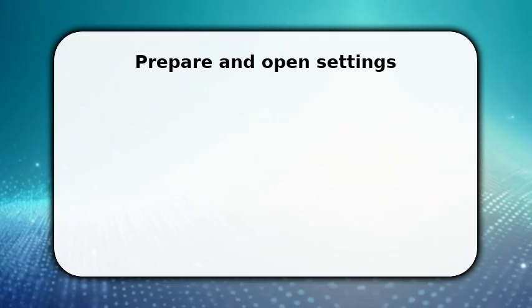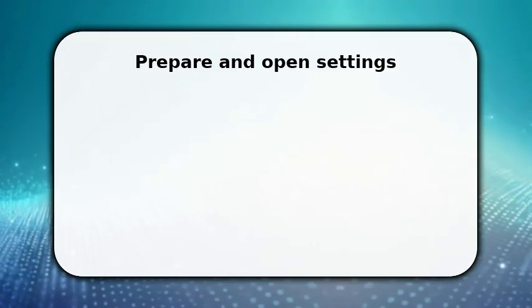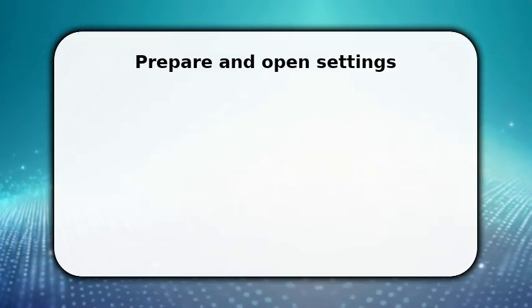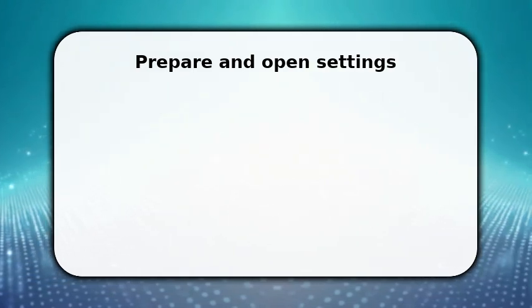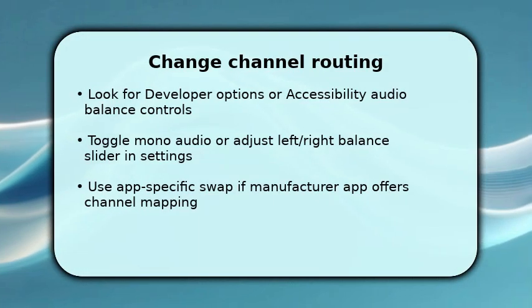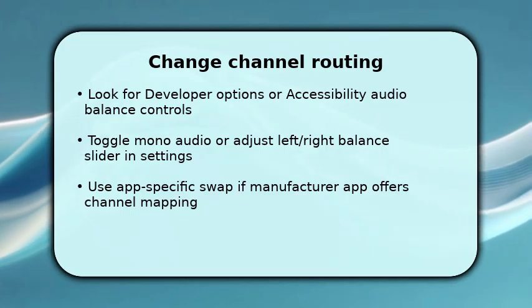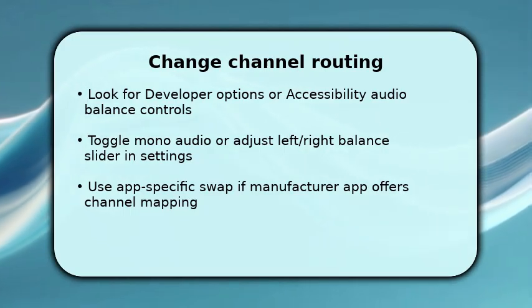From here, keep the device screen active and have the earbuds in your ears so you can immediately test changes as you make them. Now you'll modify routing. Go to Accessibility and find Audio Balance or Enable Mono Audio. This forces both ears to receive combined channels.